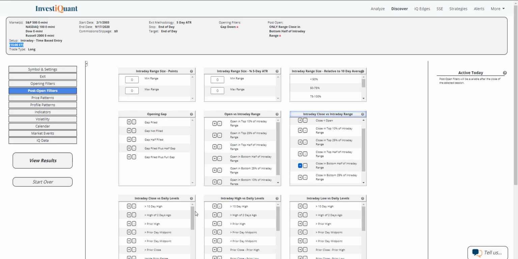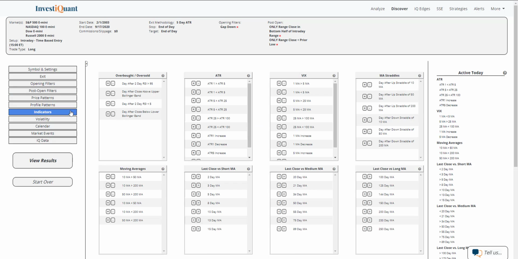And then I'm also going to say the 3 p.m. price is below the prior day low. So that's available here, intraday close versus daily levels. I'm going to hit equals next to below prior day low. And then I'm going to put it in a similar market environment where we are below a 10-day moving average, but above a 200-day moving average, and hit view results.